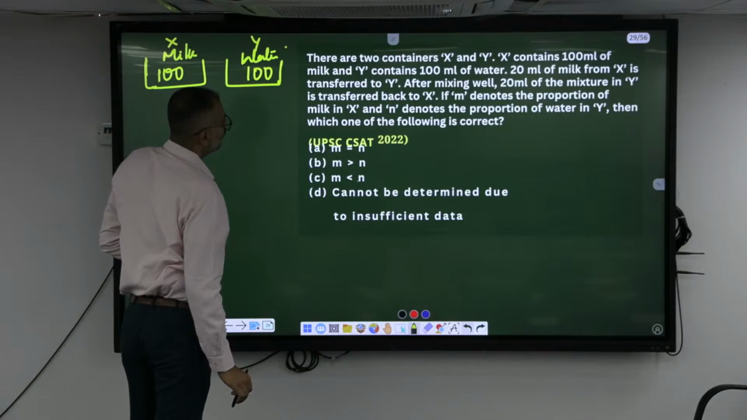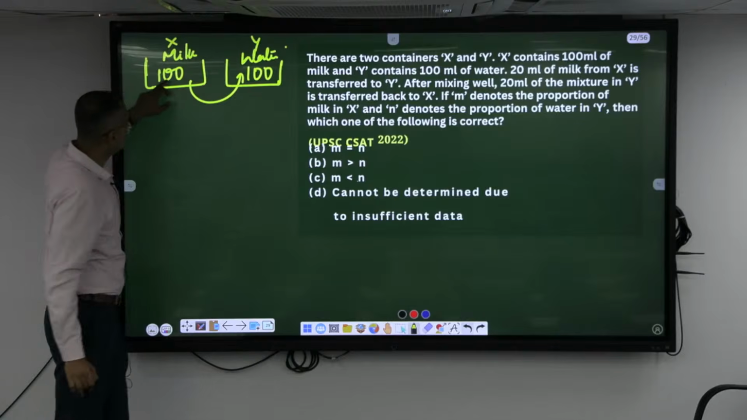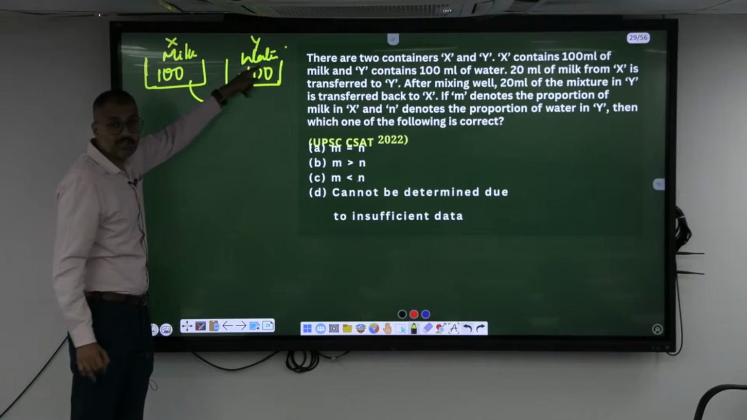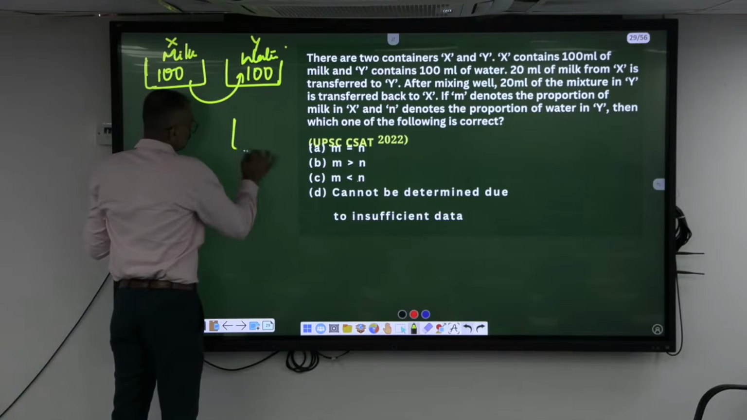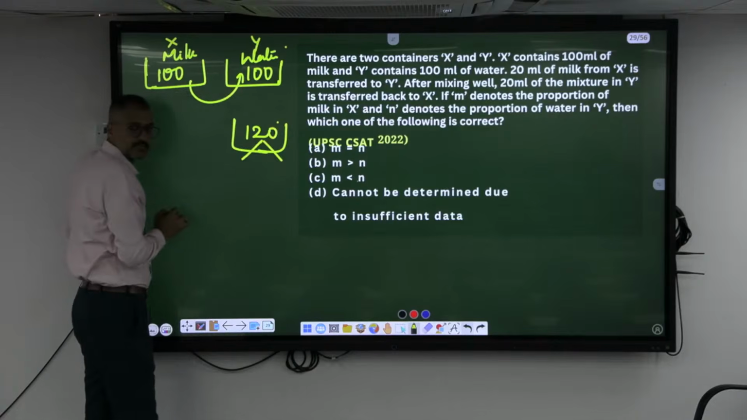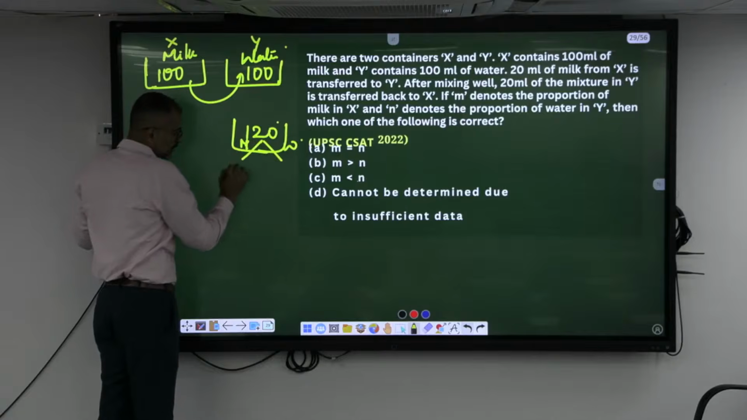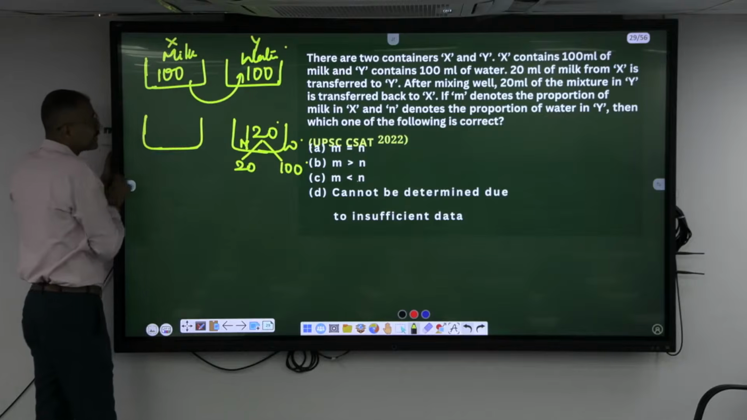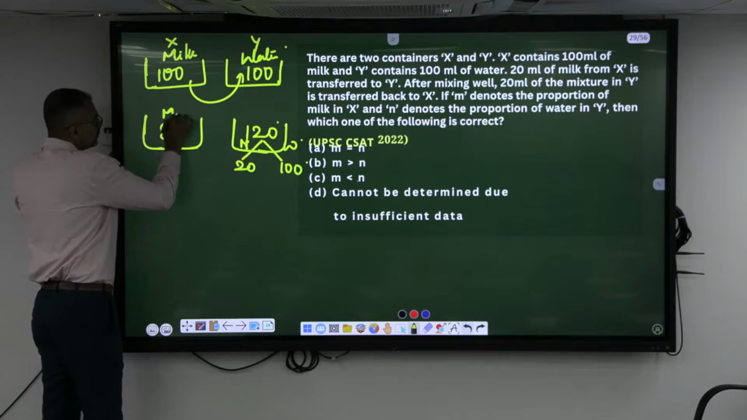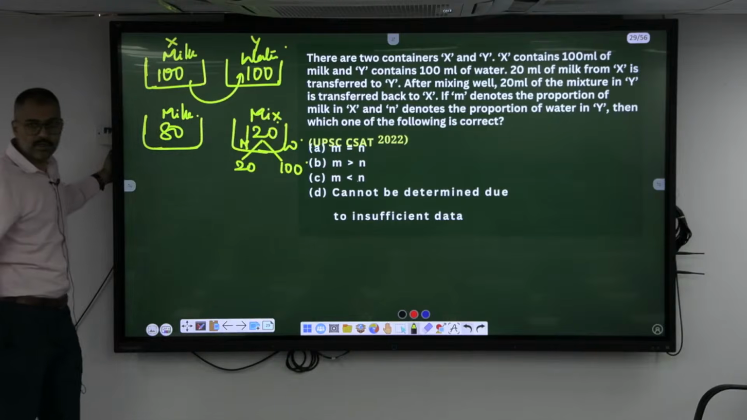20 ml of milk from X is transferred to Y. This was pure milk earlier, and this was pure water. Now this becomes a mixture. What is the quantity of this mixture? 120 ml. What do we have in this 120? Milk and water. How much is the milk? How much is the water? 20 and 100. Okay. How much is left in this one? 80, what? Milk. Is this milk now? No, it's a mixture. Now what do you have to do?